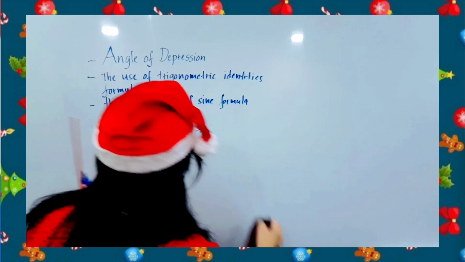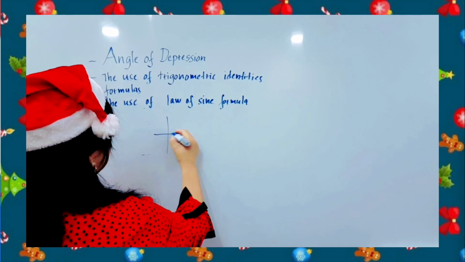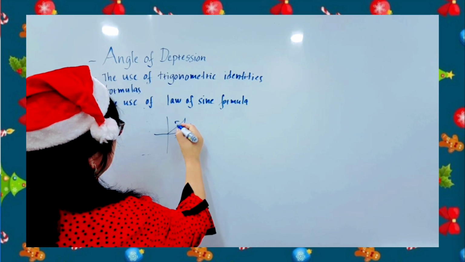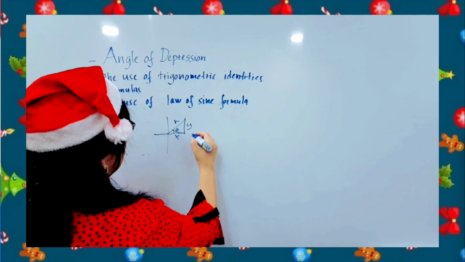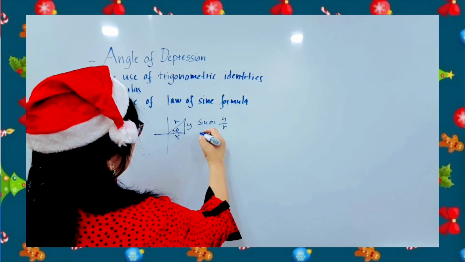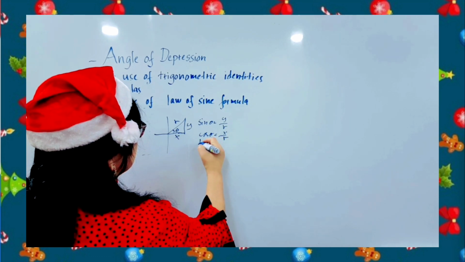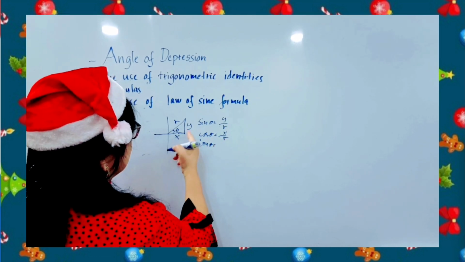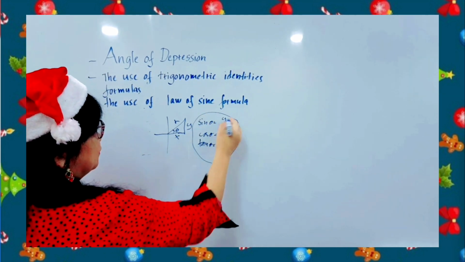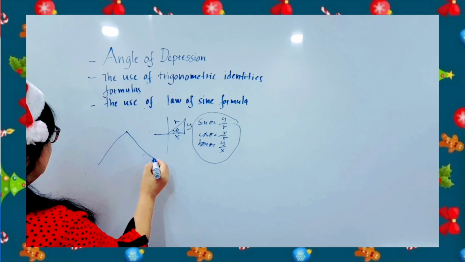Now, when it comes to trigonometric identities, for example, we have this. We designate y, x, and r, and we designate the angle as theta. So, sine of theta is equal to the opposite over the r. Cosine theta is equal to the adjacent over the r. And tangent theta is equal to the opposite over the adjacent. These are very important identities.